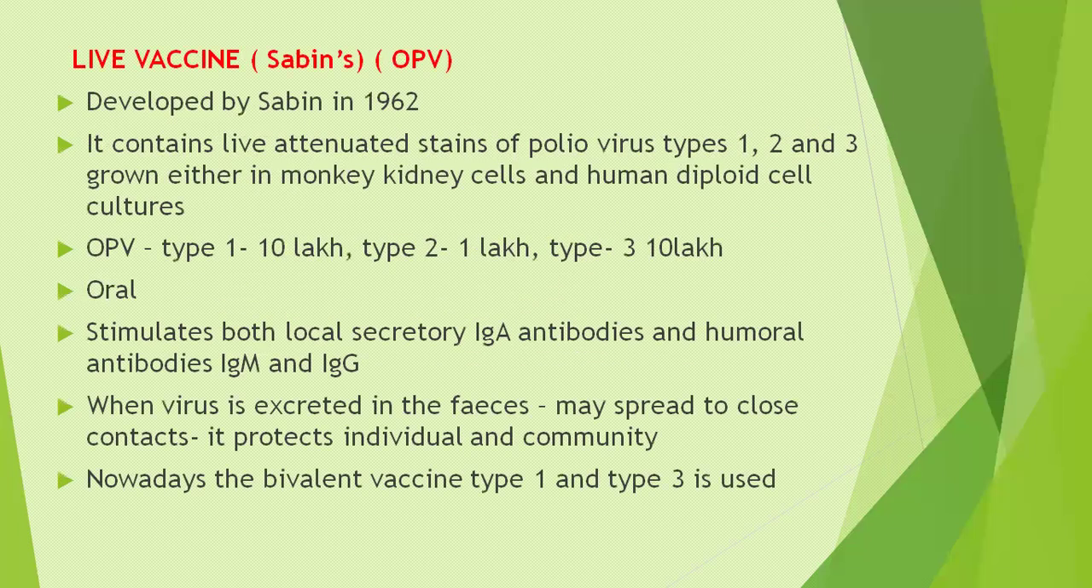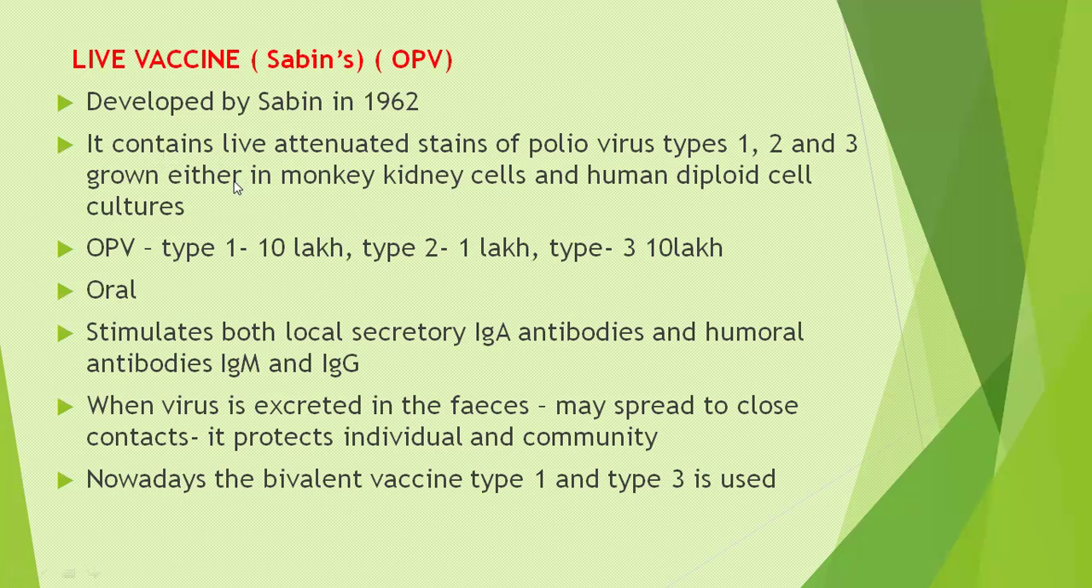Next, the second one, the live vaccine, that is Sabin's OPV, oral polio vaccine. It was developed by the scientist Sabin in the year 1962. It consists of live attenuated strains of poliovirus type 1, 2, and 3, so it consists of 3 serotypes. The virus is not completely killed. It is attenuated, which means their pathogenic nature is attenuated, but they retain their antigenicity.